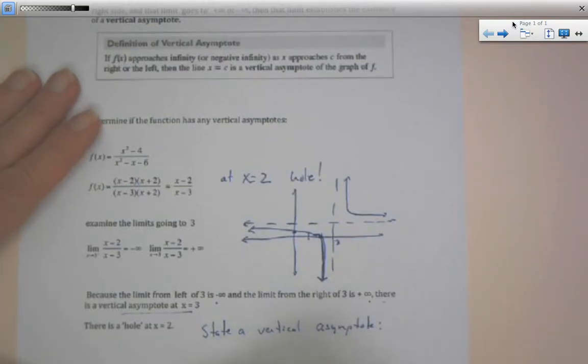All right, so in calculus, if you want to state a vertical asymptote, you would include limit notation. The limit as x approaches 3 from the left of f of x is negative infinity. The limit as x approaches 3 from the right of f of x equals positive infinity. Therefore, x equals 3 is a vertical asymptote.